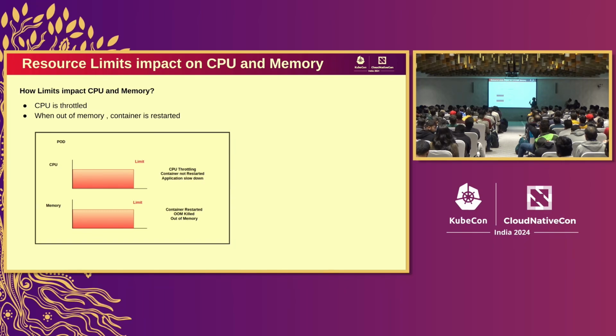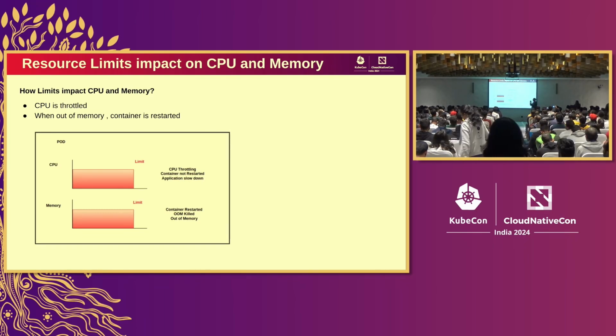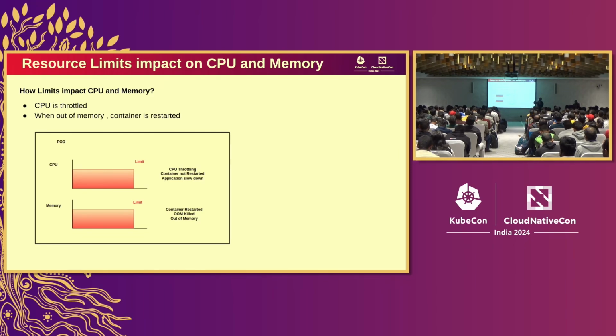So next is what limits do, what impact they have on CPU and memory. When I say I have given a limit of 1 GB RAM, when it reaches that limit, it will be restarted, OOM killed. It goes out of memory. Whereas it is not the same case for CPU. When the CPU reaches the limit, it cannot go above that and it will be throttled, which will bring a slowdown to your application.